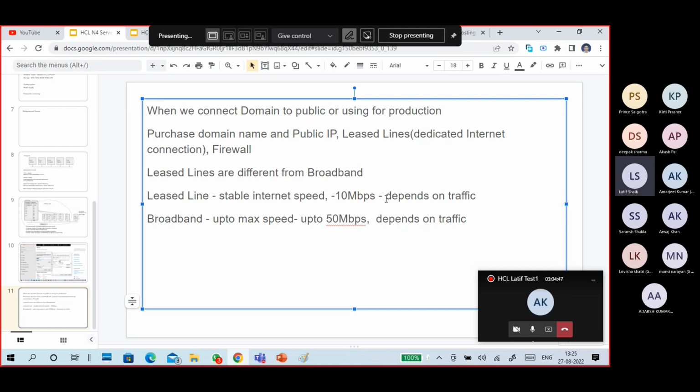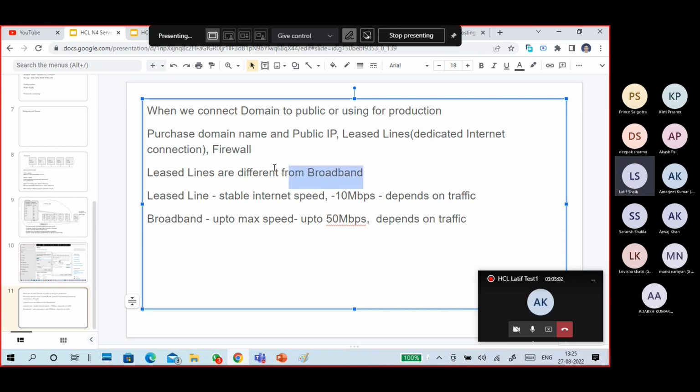The topic is domain and workgroup. I went to the leased line and broadband. So those are noted points, but guys, you need a domain name, a public IP address, and a leased line. To protect your network, we also need a firewall.